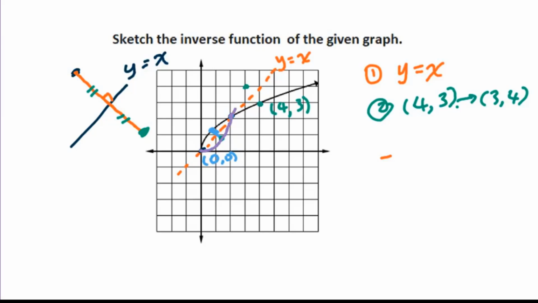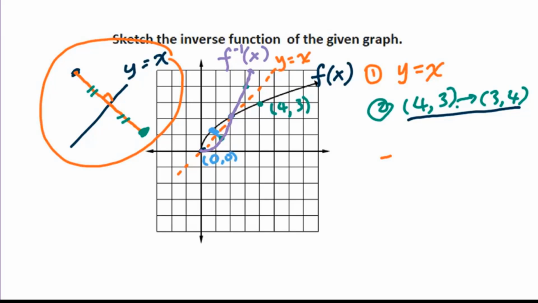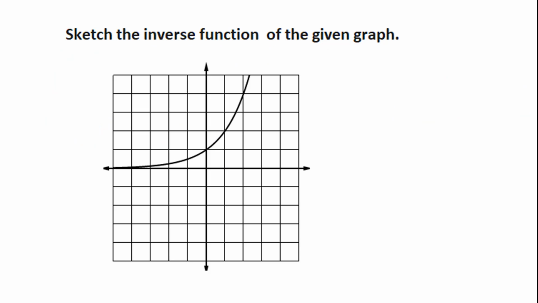And this will be the inverse function. This is the original function. Try to get as many integer coordinates as we can. Then if we cannot find them, we use this strategy to get reflected points across y equals x. Let's go to the next question.